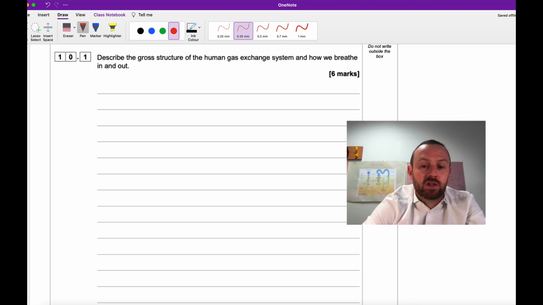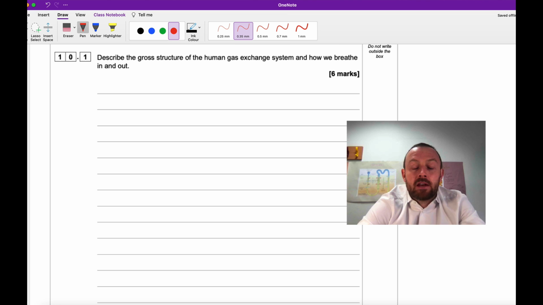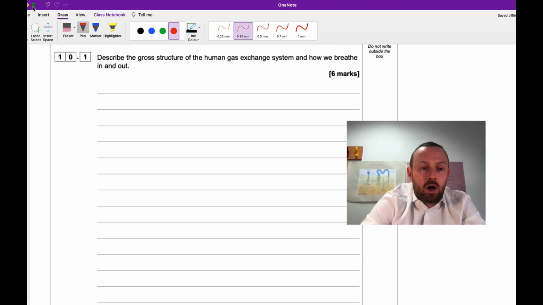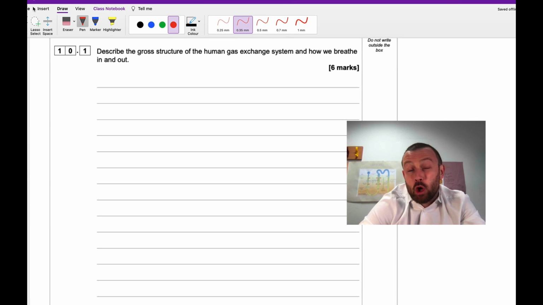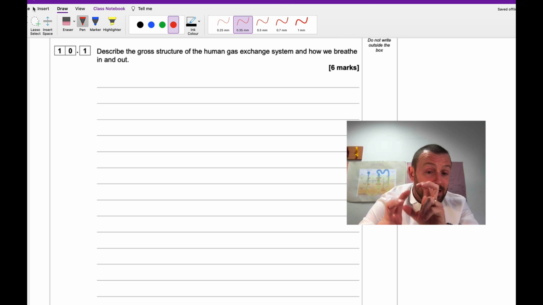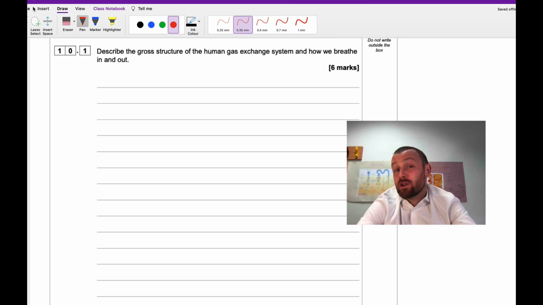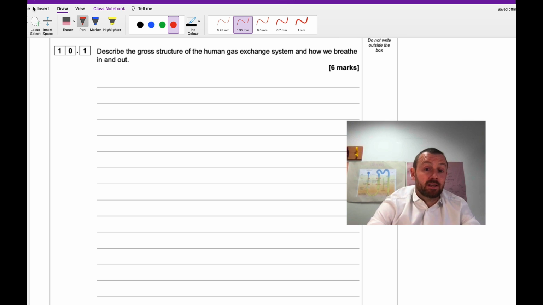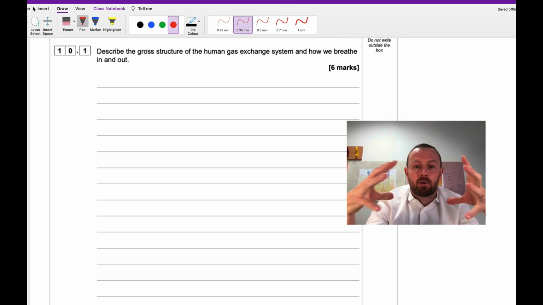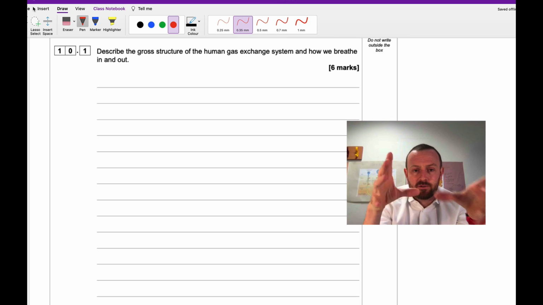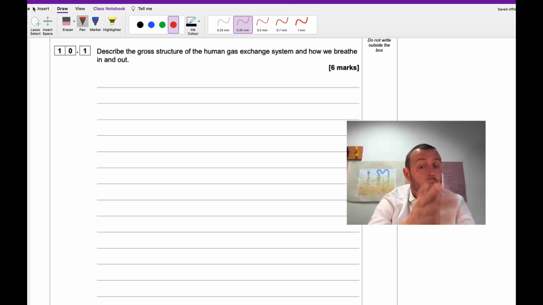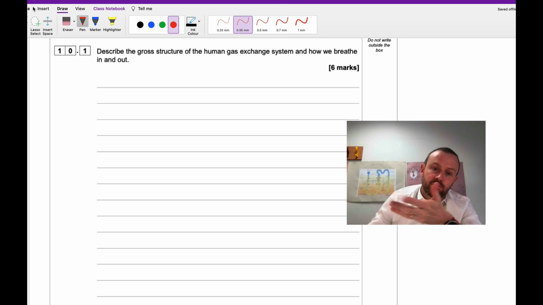Okay, now we get on to question 10, and this is at the end of every paper. We have these questions that are very knowledge testing. They're very mechanics, content testing. So hopefully this is your opportunity to get 6 marks or 5 marks on these questions, getting as many as you can. So this one asks you to describe the gross structure of the human gas exchange system and how we breathe in and out. Okay, so first of all, analyze the question.